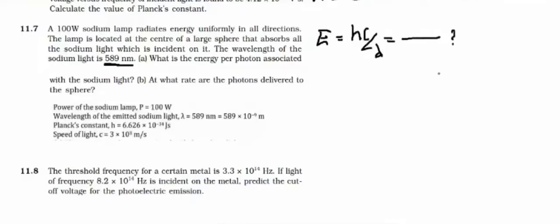Then part B, at what rate are the photons delivered to the sphere? Again, you need to calculate the number of photons per second. Rate of photons means the number of photons per second. Number of photons per second is P by E. Substitute the values and find the answer.